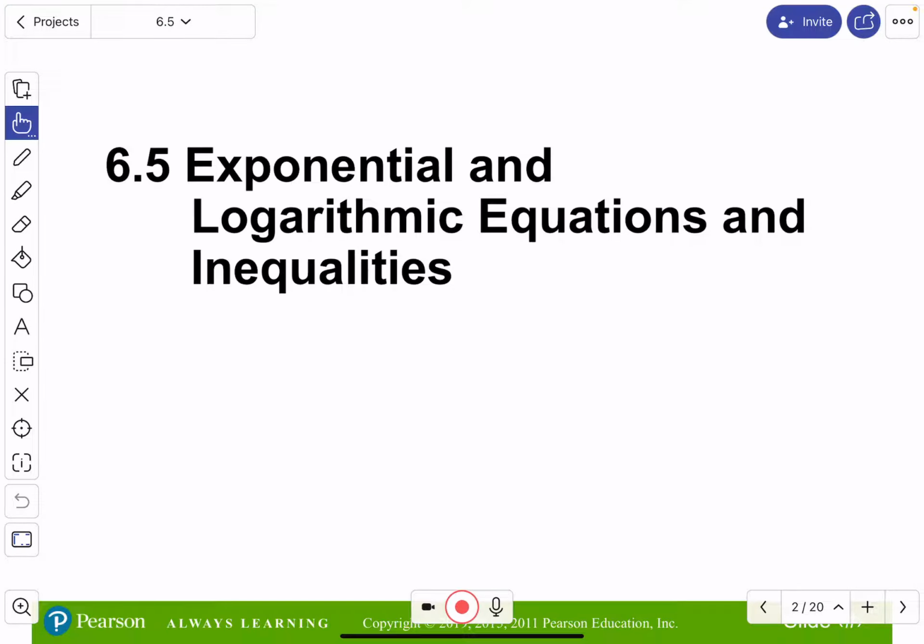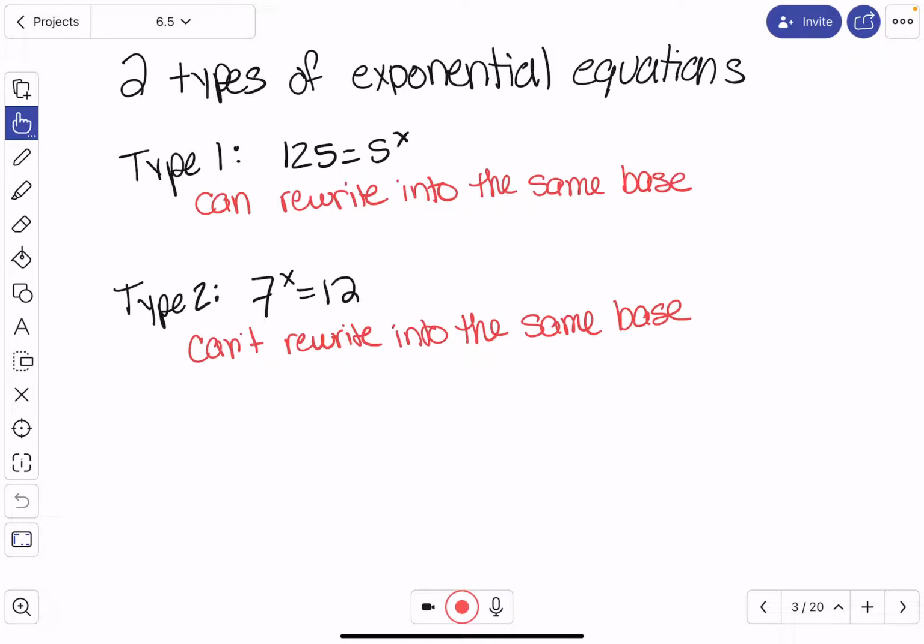All right, 6.5 deals with exponential and logarithmic equations and inequalities and using them to solve each other. So there's two types of exponential equations. One that we've already worked with, where you can easily rewrite the numbers into the same base. So like 125 is 5 to the third, and that would be equal to 5 to the x, so 3 has to equal x. The other type, type 2, you can't write into the same base.